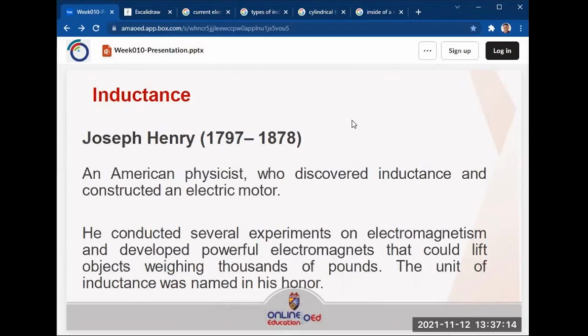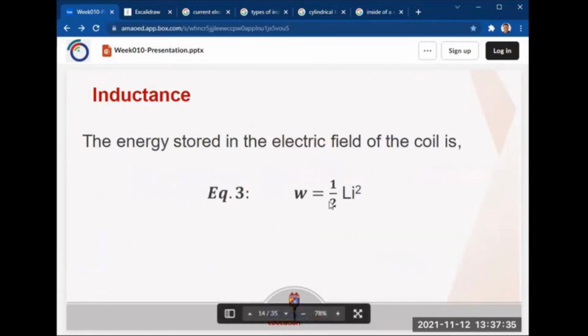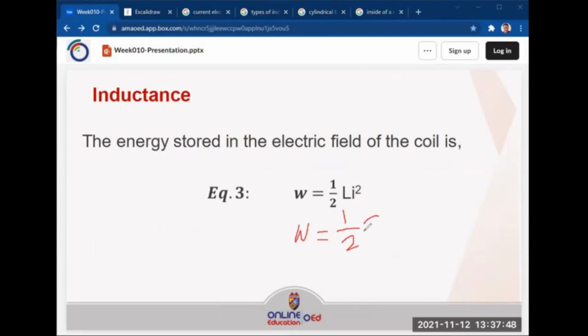Joseph Henry is an American physicist who discovered inductance and constructed an electric motor. He conducted several experiments on electromagnetism and developed powerful electromagnets that could lift objects weighing thousands of pounds. The unit of inductance was named in his honor. So this is another equation: the energy stored in the magnetic field of the coil is 1/2 Li squared. Recall that for the capacitor, this is 1/2 CV squared.